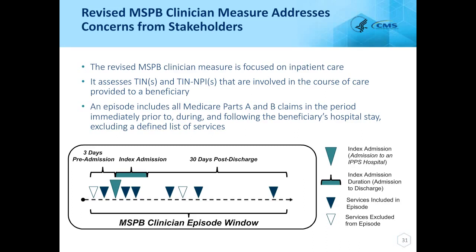If you look at the smaller triangles, the blue ones here are indicating services that will be grouped to the episodes, while the white ones are indicating one of our revisions and that some select services that we deem unrelated will not be grouped to the episode cost.